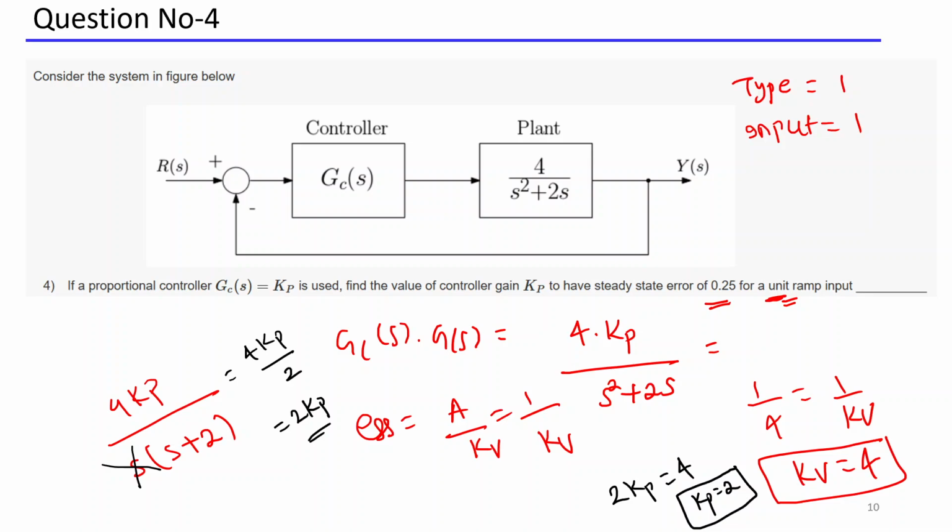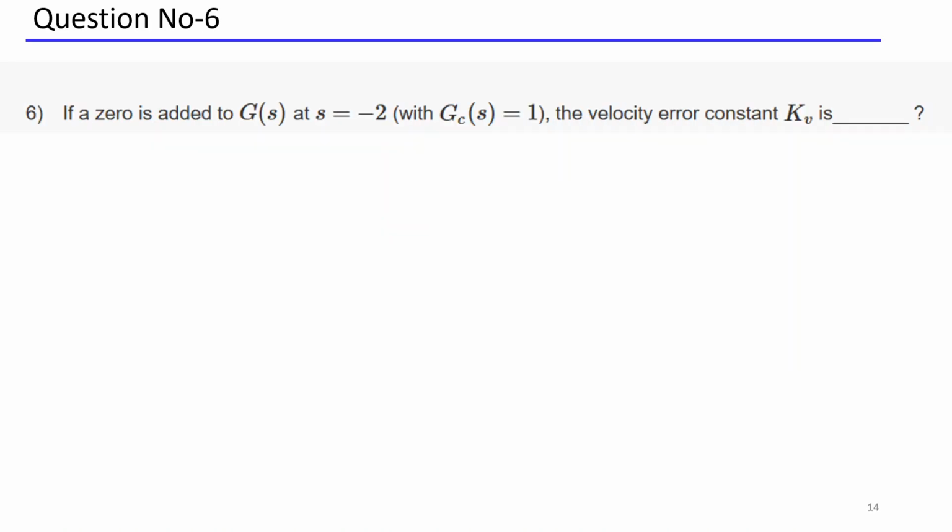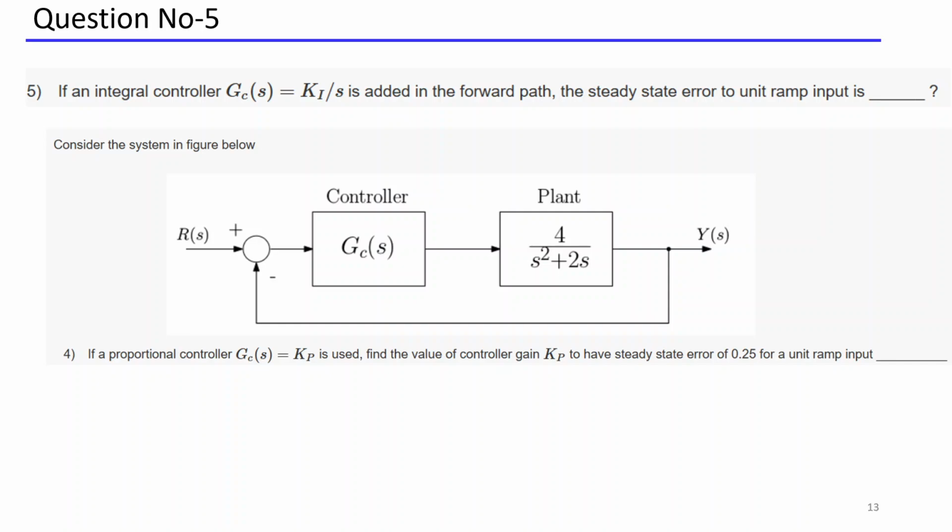If you understand this question clearly, let us move to the next question. I just want to do some questions related to compensators. Okay, coming back to the next question. This question is over. This 5 and 6 are interrelated. Now in place of kp, if an integral controller ki by s is used in the forward path, then what is the steady state error to a unit ramp input?